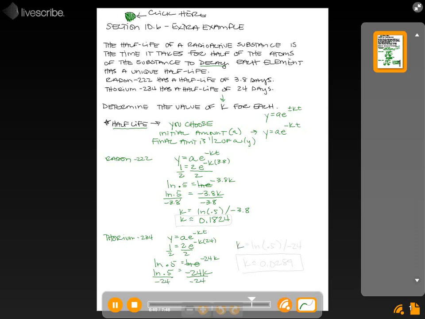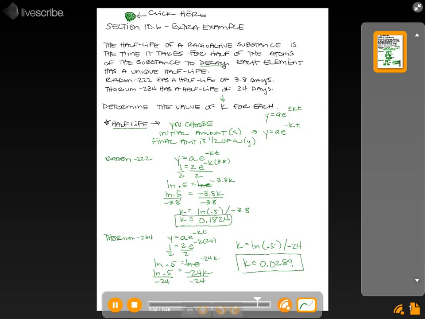We can put that in the calculator. k equals the natural log, close your parentheses, divided by negative 24. And when we do that, we end up getting k to be approximately, or about, 0.0289. All right? So there's the answers to those problems.